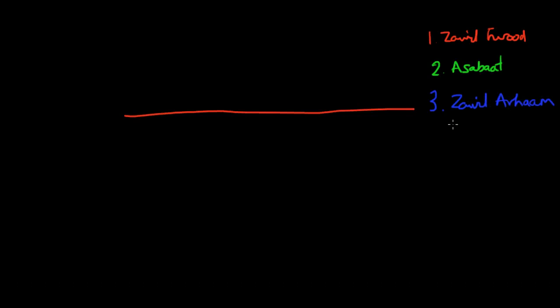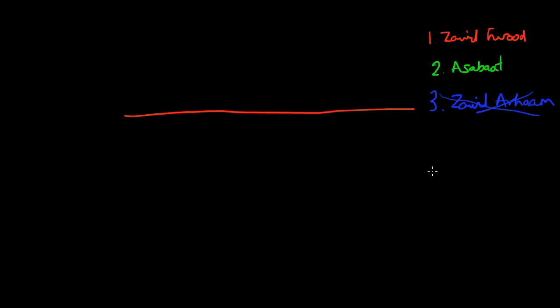If we look at the Zawil Arham, we learned last time that they only ever receive anything if there are no Zawil Furud or Asabat. So, assuming that there are one of these two, we can automatically say that none of the Zawil Arham will need to be placed underneath the line. Then we have the Asabat, and we know that the Asabat are of various categories.